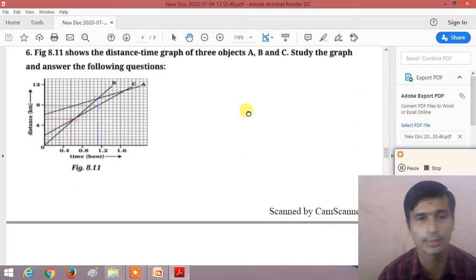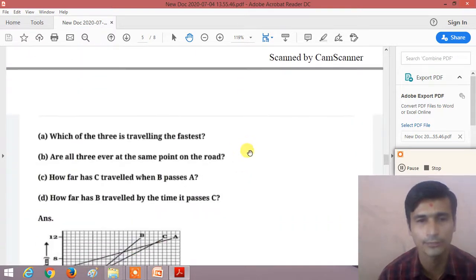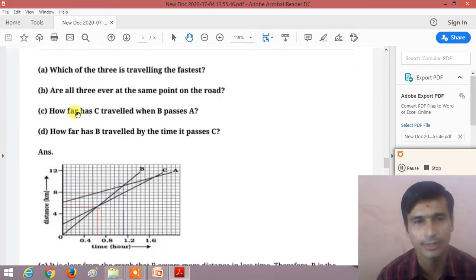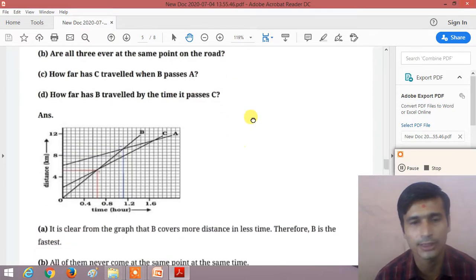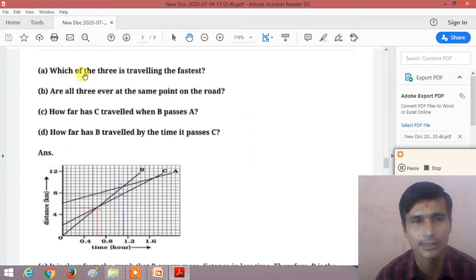So what are the answers to the following questions? What is the first question? Which of the three is traveling faster? Right? The second question is, are all three ever at the same point on the road? And then: how far has C traveled when B passes A, and how far has B traveled by the time it passes C, right? So from the distance time graph, the first question is which of the three is traveling faster?